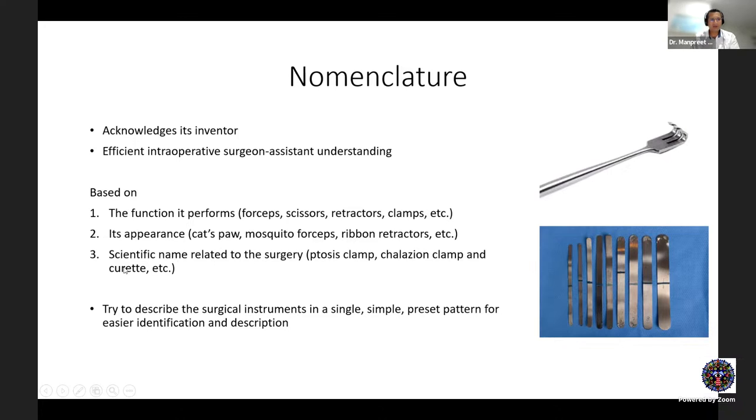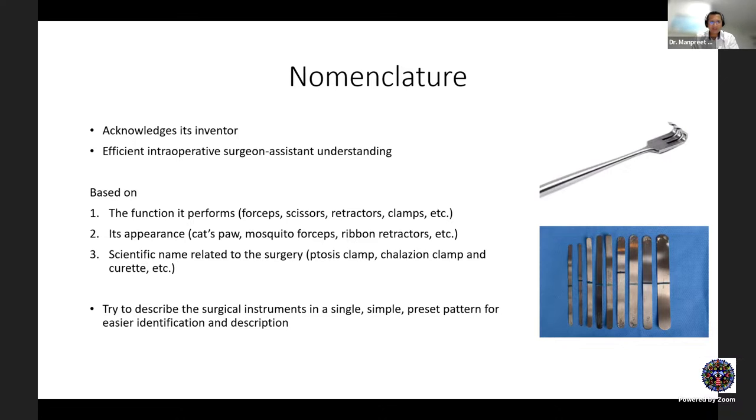So the third point is that the nomenclature is based on the scientific name related to the surgery we are going to perform. Like in ptosis, we use a ptosis clamp, or in a chalazion, we use a chalazion clamp, or a chalazion curette.